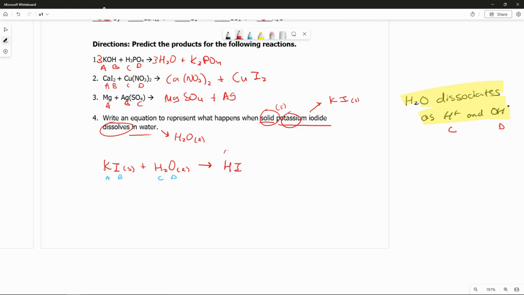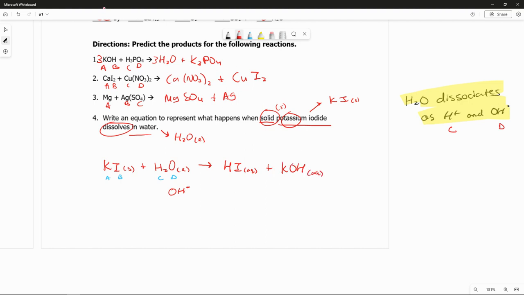H replaces K, so it is going to be HI. H has a 1 plus charge, I has a 1 minus charge, and that is neutral, so we are good. So HI becomes aqueous, AQ, meaning it's been dissolved in water, plus we have an OH minus left from water and a K left from our KI. These will combine together to form KOH. K has a 1 plus charge, OH as a whole has a 1 minus charge. Therefore, this is neutral, and it is also going to be AQ.